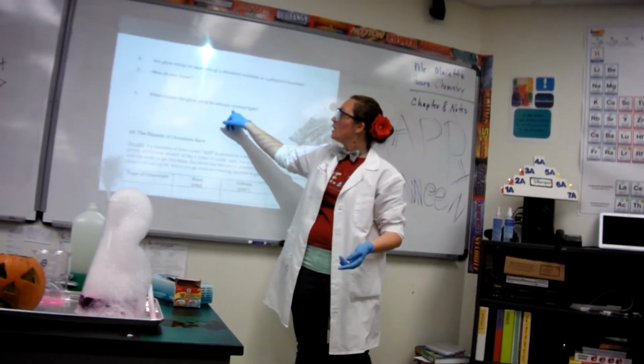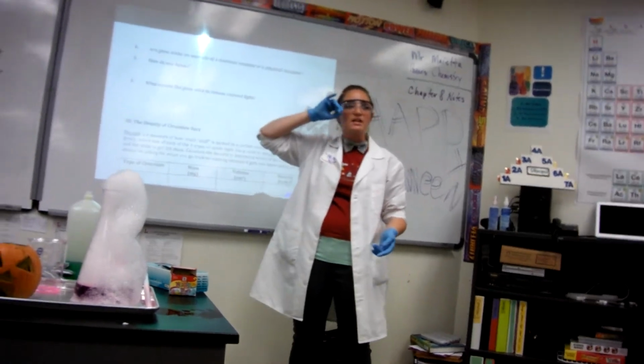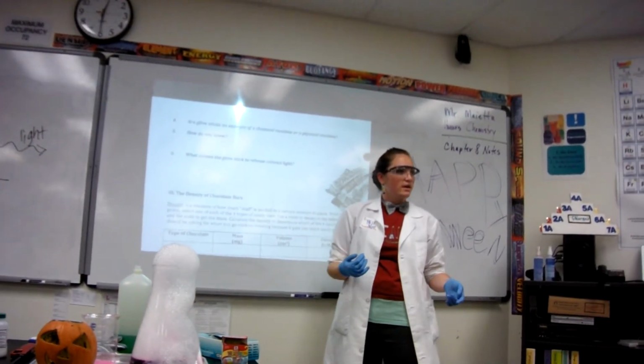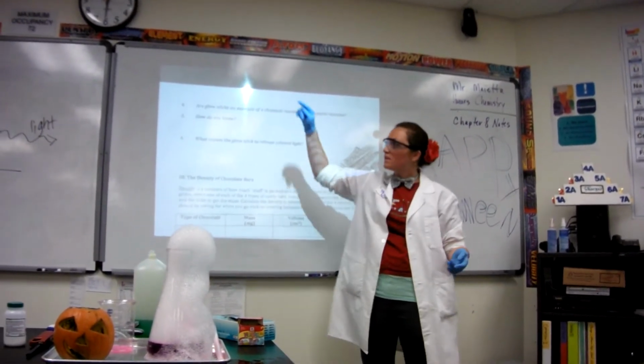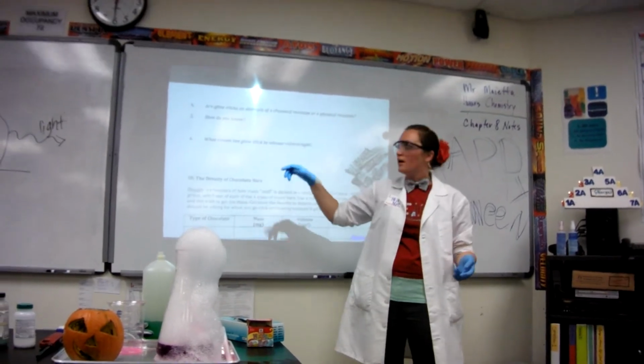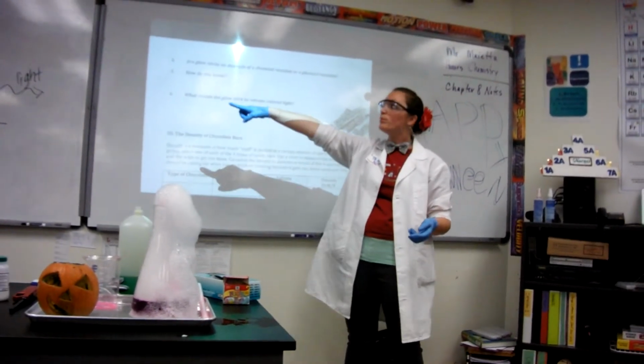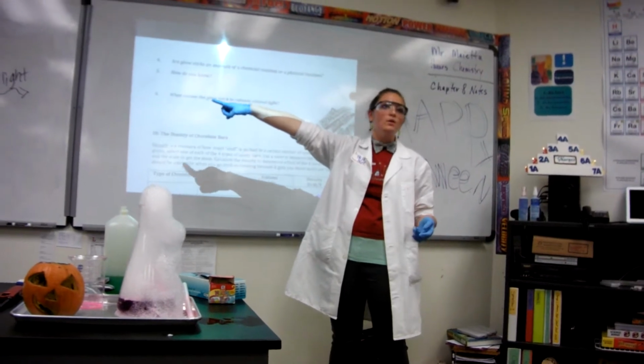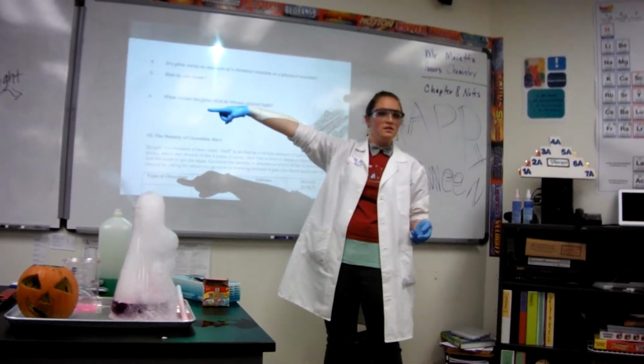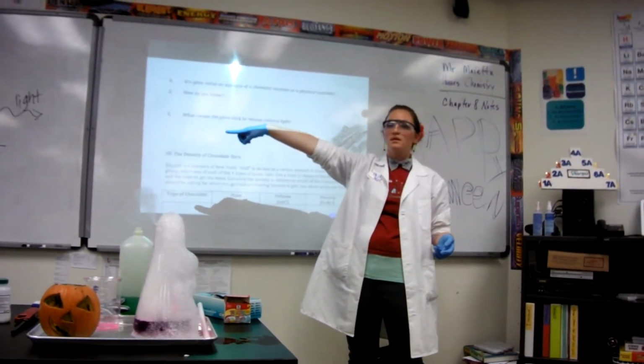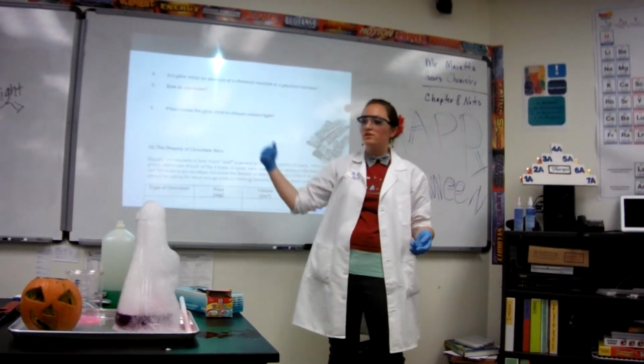And then what causes the glow stick to release that colored light? Yes? The electrons jumping. And when they come back down, they release the light. All right, so you can even draw a little picture if you want to. Only don't put heat on the side, because this one isn't about heat. What's over on the other side? Yeah, the breaking of the bonds, the chemical energy.